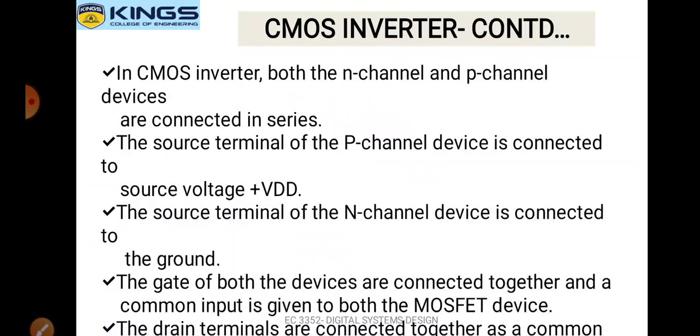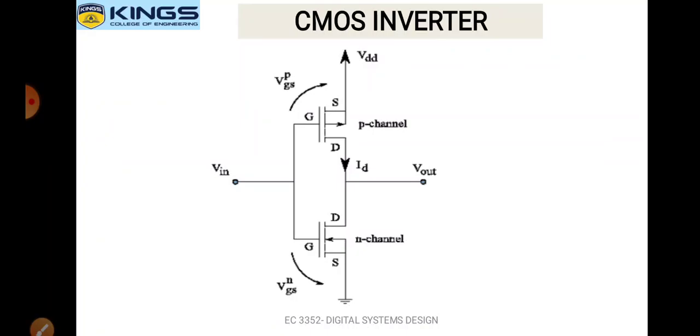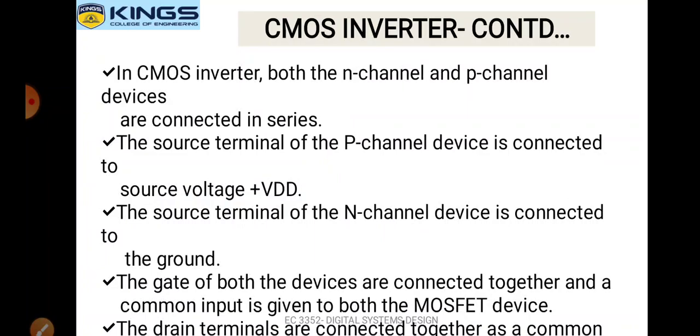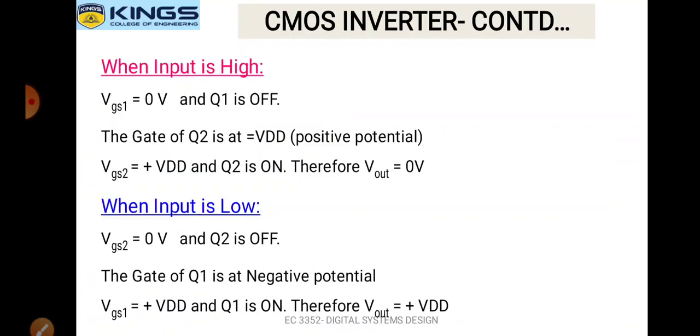See here, in the CMOS inverter, both the N channel and P channel devices are connected in series. The source terminal of the P channel device is connected to the supply voltage plus VDD. Similarly, the source terminal of the N channel device is connected to ground. This we have discussed in the previous slide. The gates of both devices are connected together and provided as the input. Similarly, the drains of the two channels are connected together and we get the output. So next, there are two conditions, as I have told you.